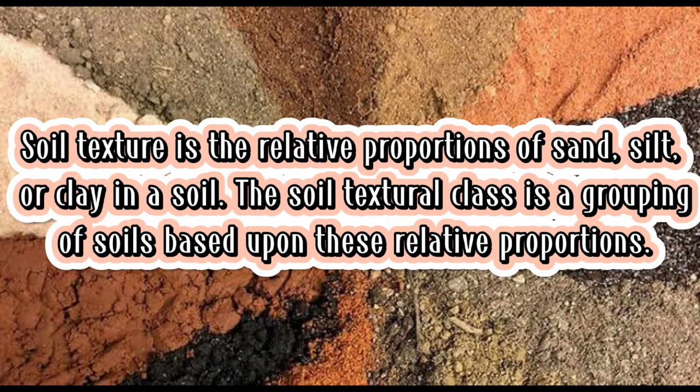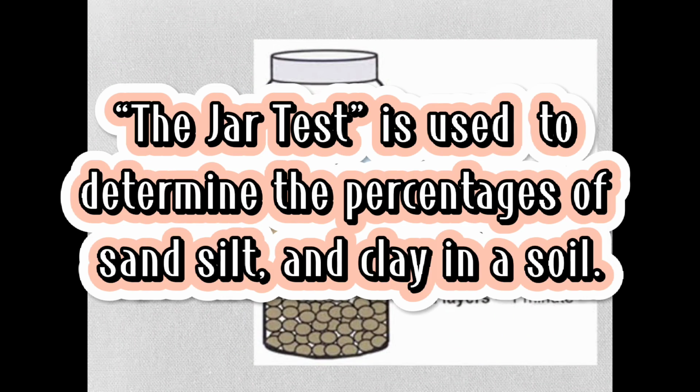Soil texture is the relative proportions of sand, silt, or clay in a soil. The soil textural class is a grouping of soils based upon these relative proportions. The jar test is used to determine the percentages of sand, silt, and clay in a soil.